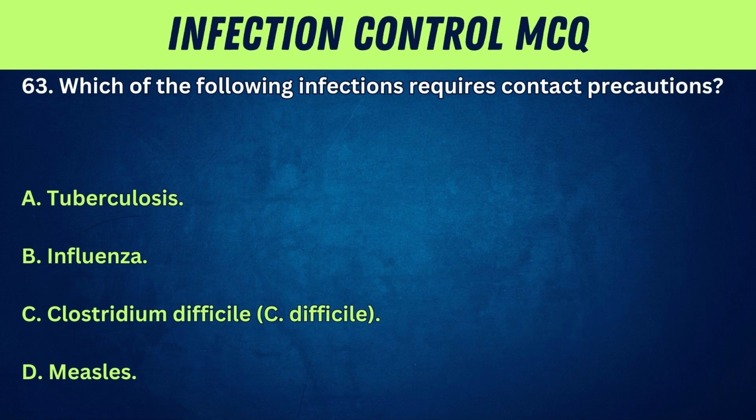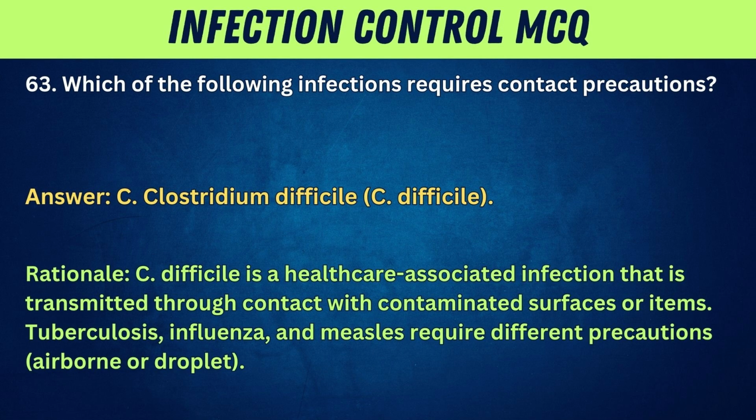63. Which of the following infections requires contact precautions? A. Tuberculosis. B. Influenza. C. Clostridium difficile, C. difficile. D. Measles. Answer: C. Clostridium difficile.